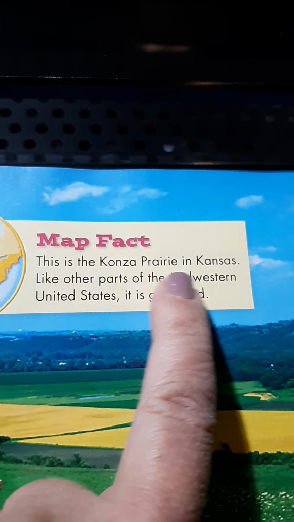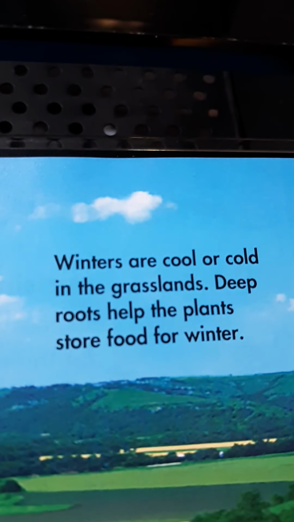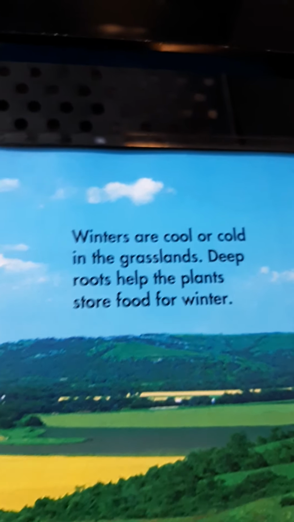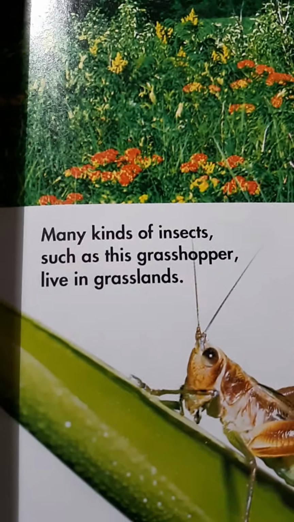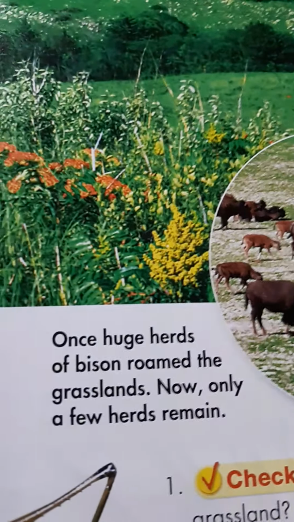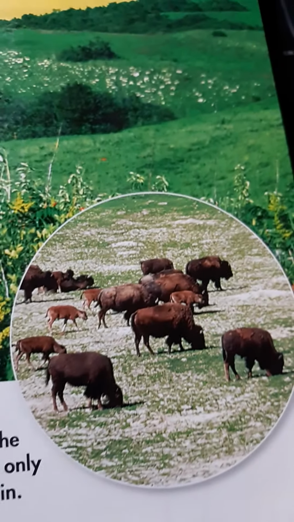Map fact. This is the Konza Prairie in Kansas. Like other parts of the Midwestern United States, it is grassland. Winters are cool or cold in the grasslands. Deep roots help the plants store food for winter. Many kinds of insects, such as this grasshopper, live in grasslands. Once huge herds of bison roamed the grasslands. Now only a few herds remain.